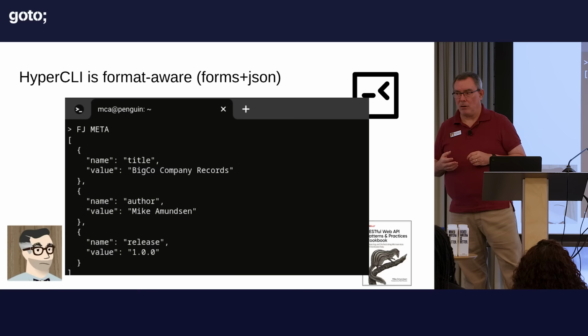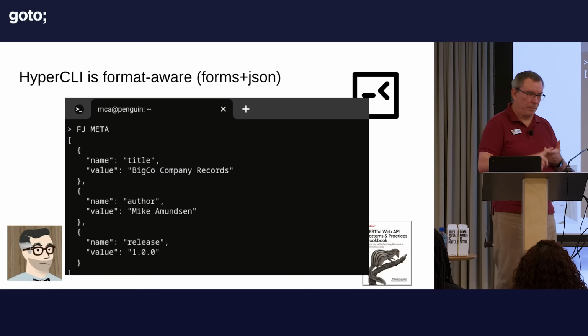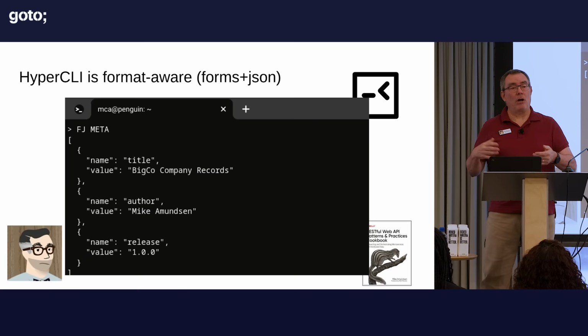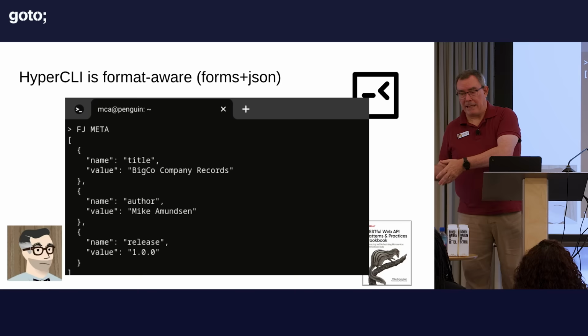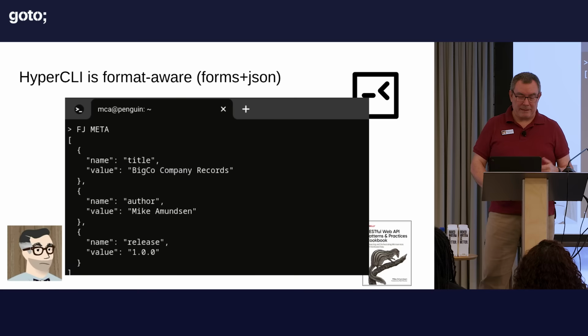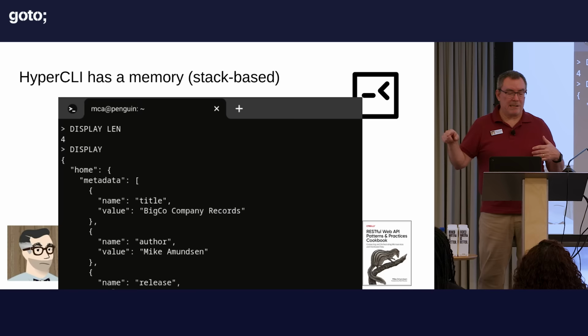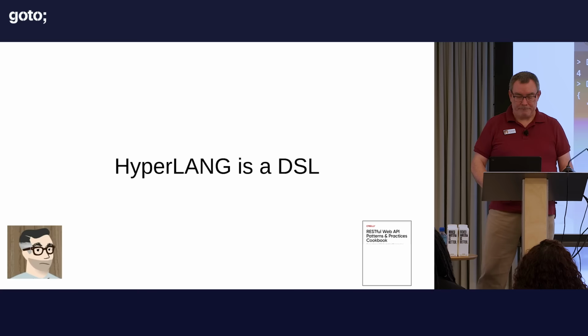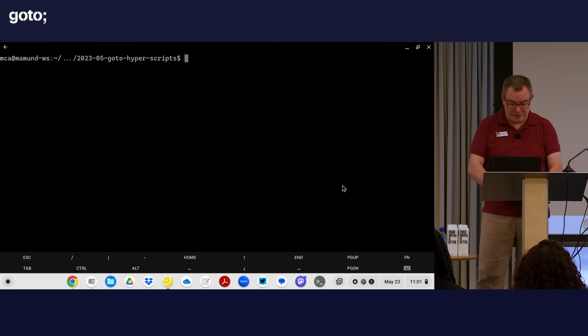So if it's using HTML, you can use HTML tags. If it's using HAL or CollectionJSON or Uber or Mason or Forms.json or whatever the case, it sort of knows what each of those means. So you can say, give me all of the links on this page, or give me all the forms, or give me the form that's for updating, and so on and so forth. So I can see metadata at the top of the page. I can see links as well. And it even has a stack, as I had mentioned before. So if I visited four different sites, I might have a stack of four responses that I can then manipulate as well.